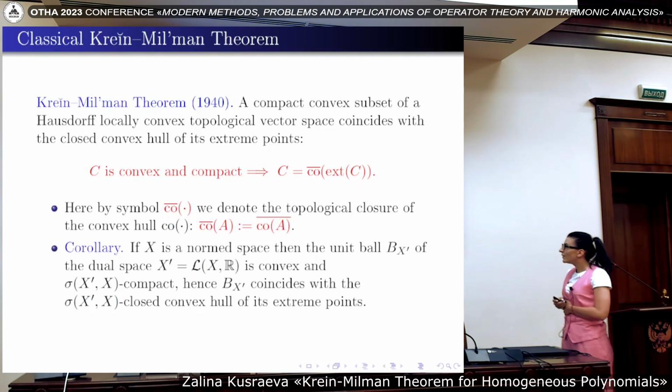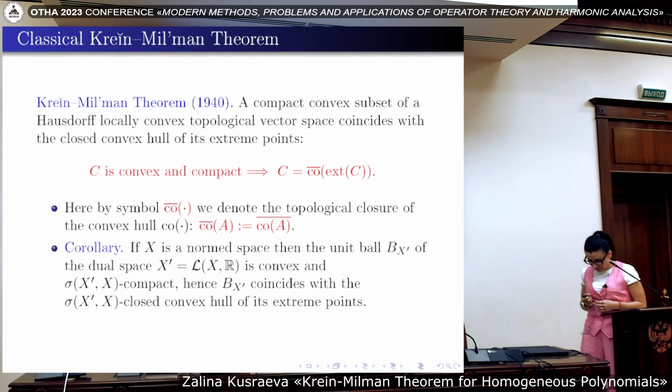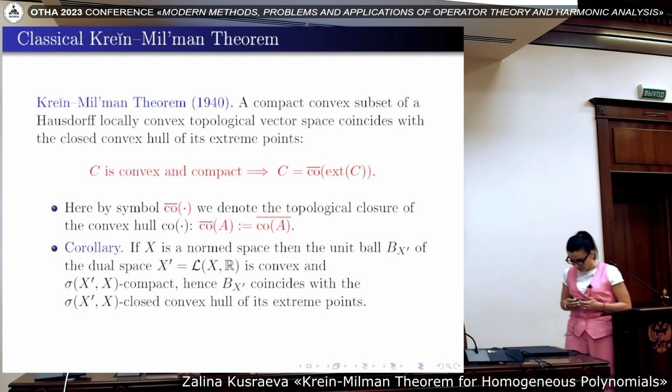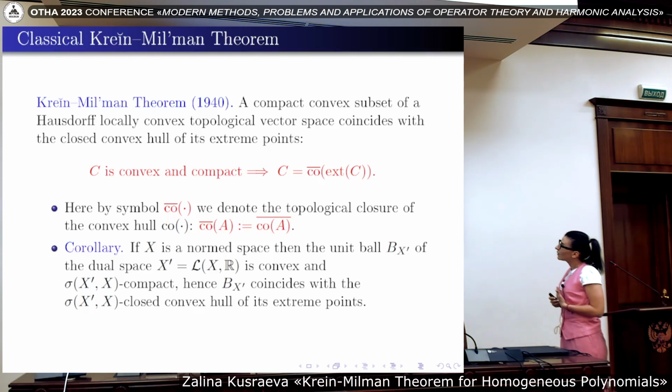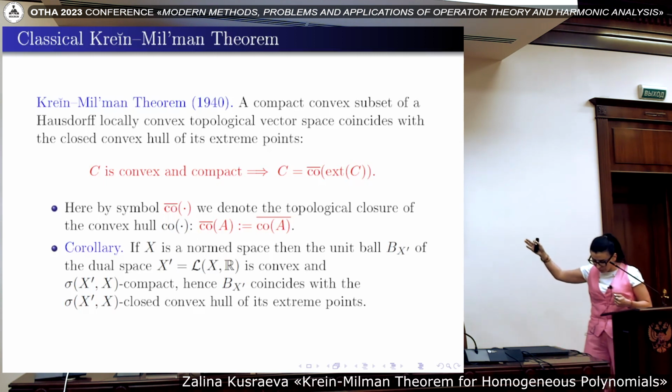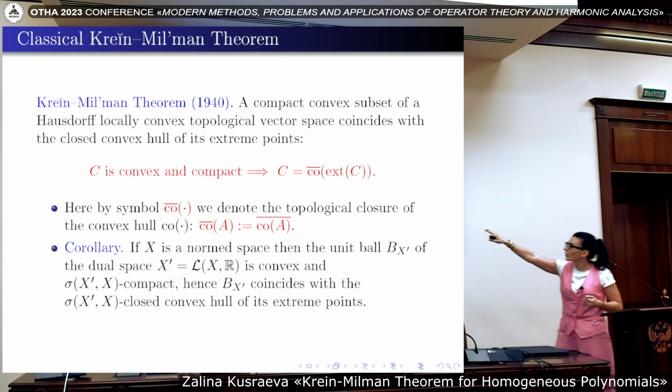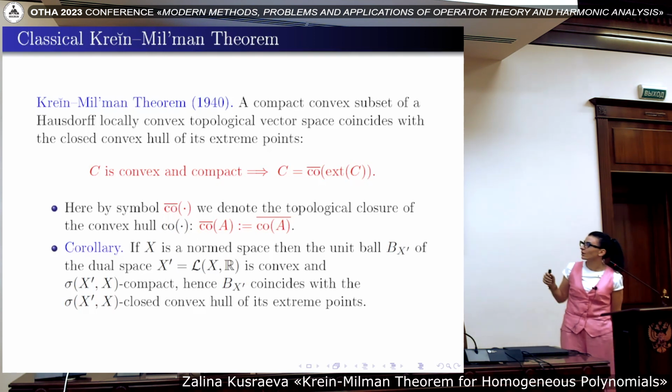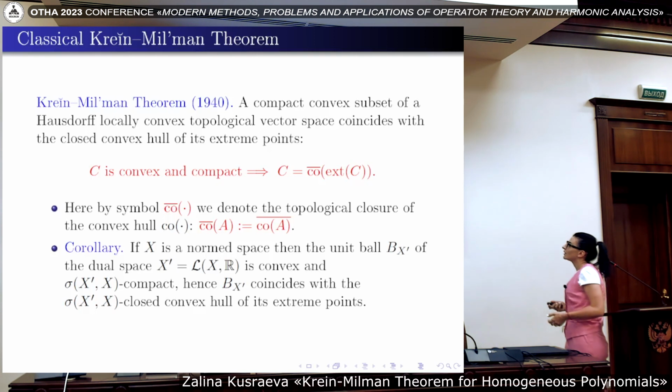And a very, very important corollary from this theorem, from the Krein-Milman theorem, says that for a given normed space X, the dual ball coincides with the, I will say, weakly closed convex hull of its extreme points. What is this about? Why is it important? It is important because here we step to linear functions. Of course, here we work with functionals in this corollary, but this is a step to linear functions.